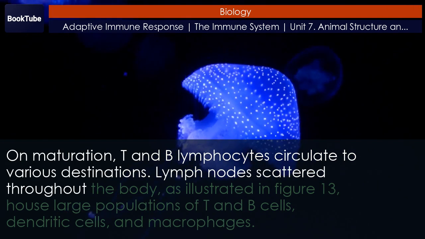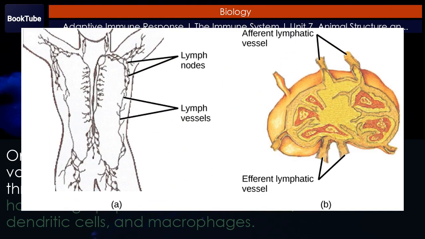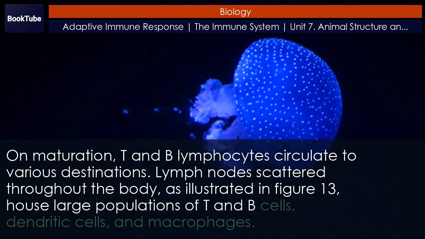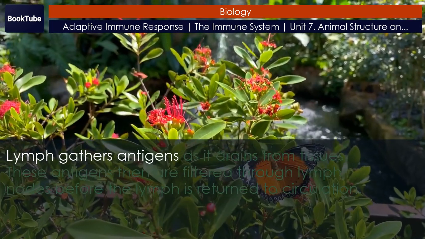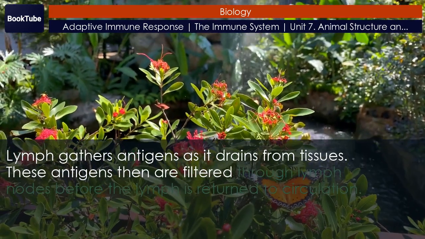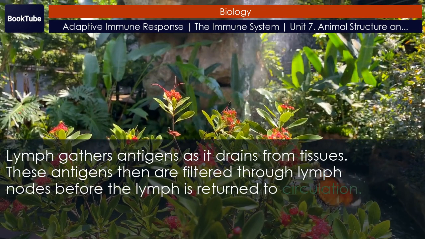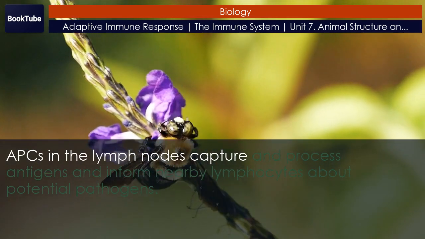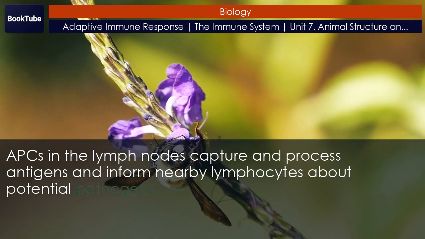Lymph nodes scattered throughout the body, as illustrated in Figure 13, house large populations of T and B cells, dendritic cells, and macrophages. Lymph gathers antigens as it drains from tissues. These antigens then are filtered through lymph nodes before the lymph is returned to circulation. APCs in the lymph nodes capture and process antigens and inform nearby lymphocytes about potential pathogens.